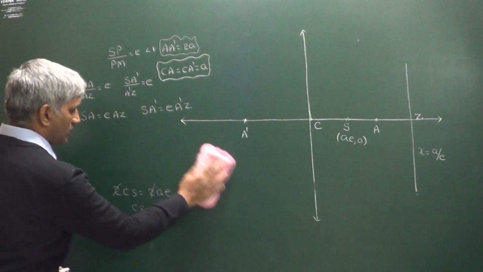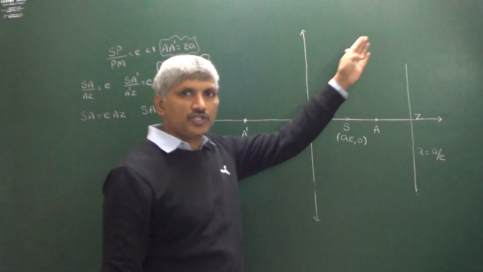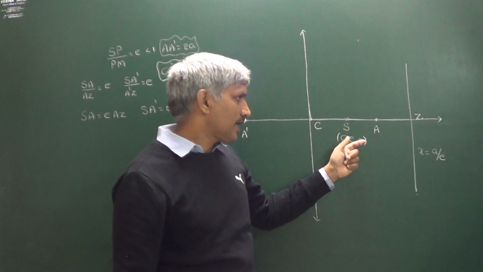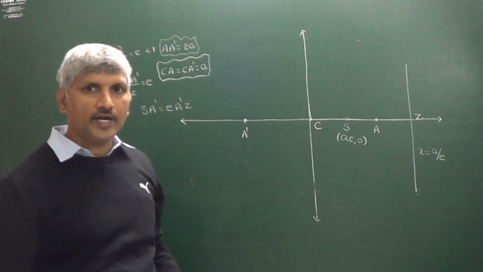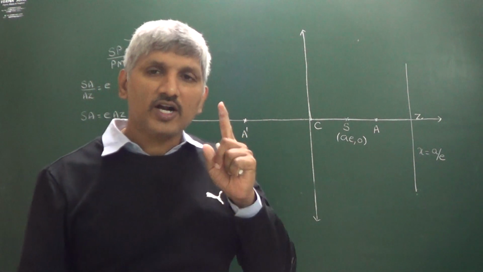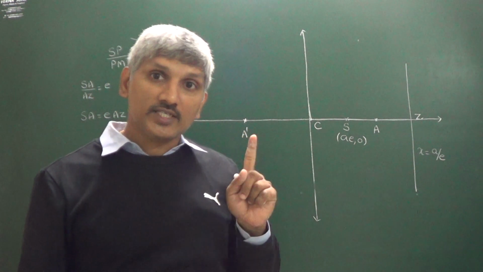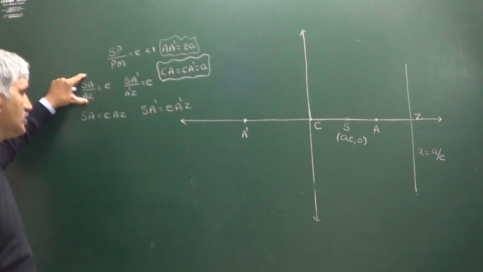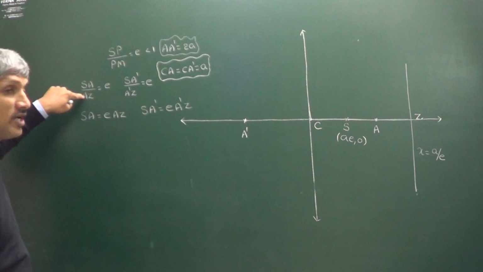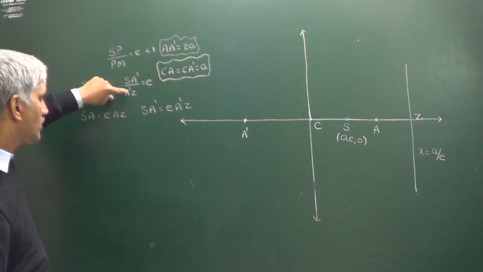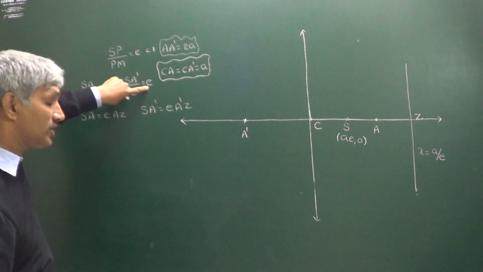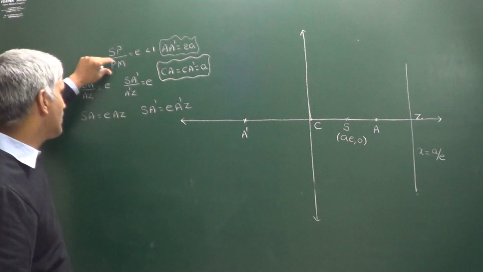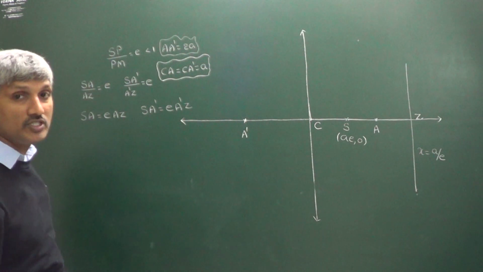So with the help of this information we got the equation of directrix and then we got the coordinates of the focus. Can anyone say where A comma A dash lie? Definitely according to the definition of an ellipse, A by AZ is equal to E. A by AZ is equal to E means A lies on the ellipse. A dash by A dash Z is equal to E means A dash also lies on the ellipse, because this is the definition of an ellipse. P by PM is equal to E.